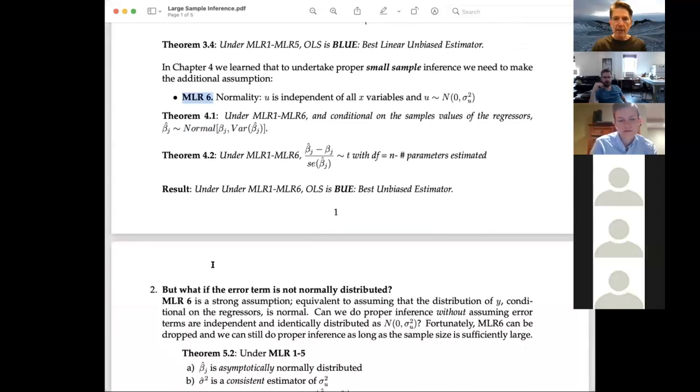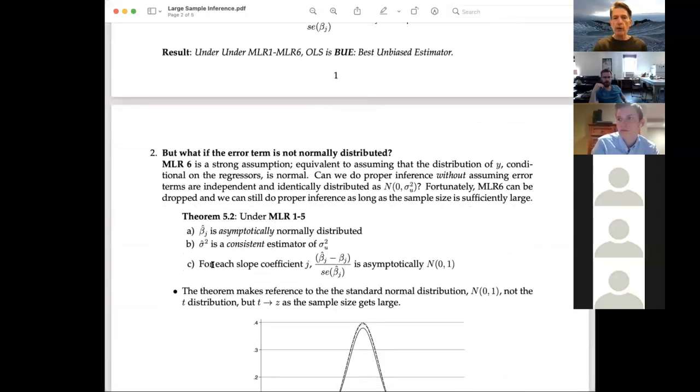Now, at this point, what we're worried about, or what we want to address is, what if the error term is not normally distributed? Can we do inference if the error term is not normally distributed? And the answer is, yeah, of course we can do inference under that circumstance. The way that we can do that is to simply have a sample size that is sufficiently large, right?